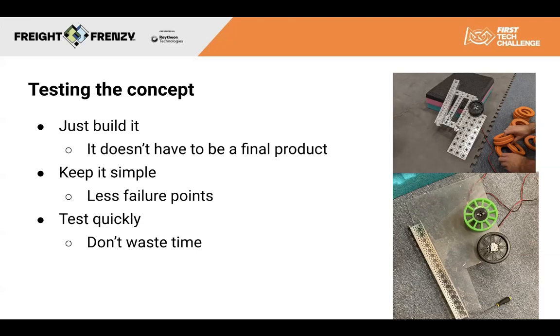So for example, in the top picture, that's us testing a prototype shooter that we made. When I say test quickly, I mean that you don't have to have it as a final product made, right? We basically just have a metal sheet with a wheel and a motor, and then we literally propped it up on a piece of foam just to see if it would actually shoot. So we plugged the motor into a battery, we had it spinning, and then we hand fed it rings just to see if it would work.